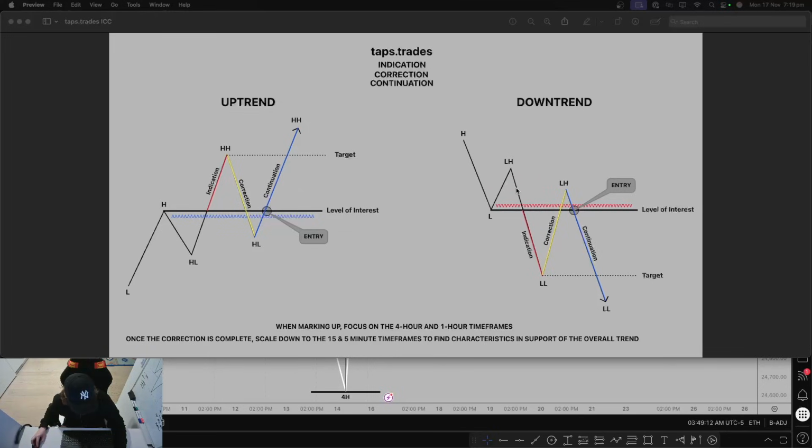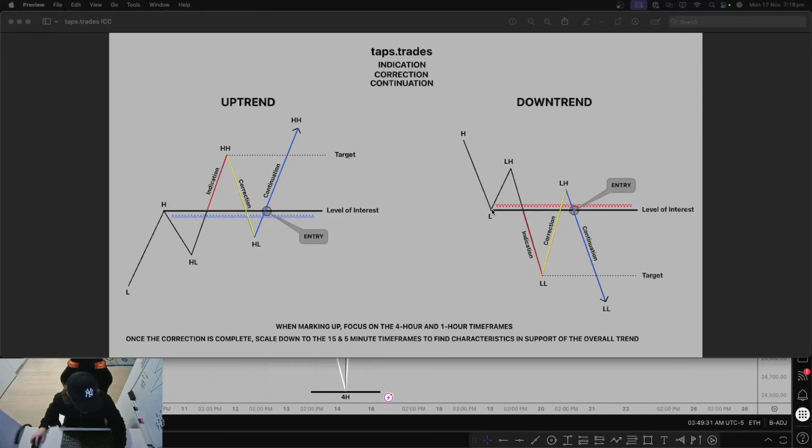We've now created the first phase, which is the indication phase, right? Very, very important. At this point in time, when we've created our high, low, lower high, and lower low, we want to draw our level of interest at that low, at this low right here.